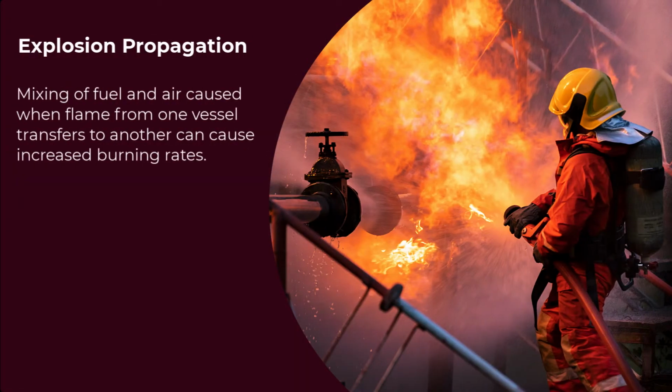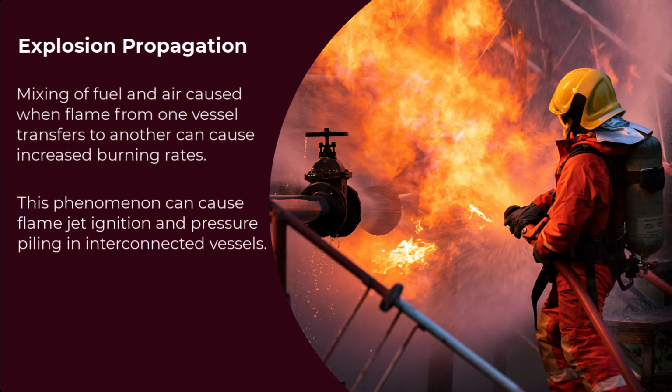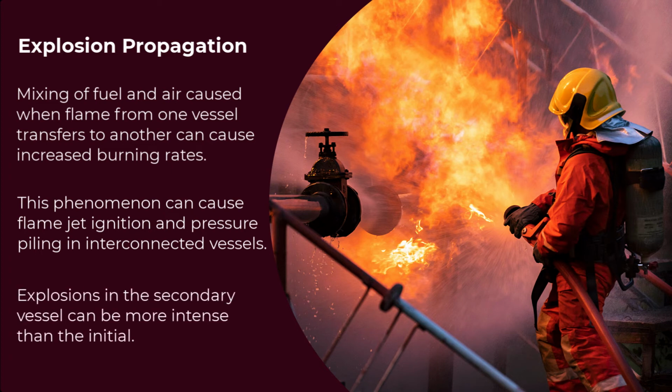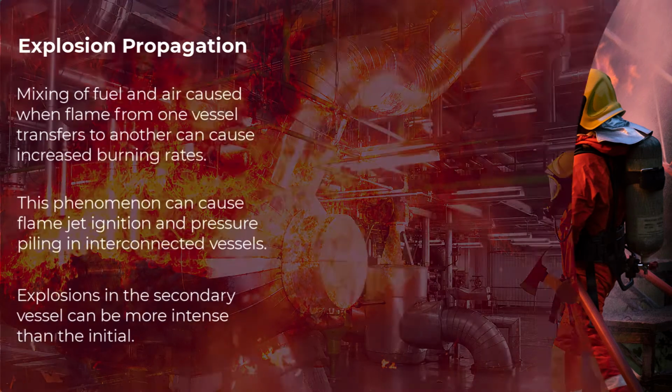Explosion propagation. The transmission of flame from one vessel to another through an elongated duct results in enhanced burning rates because the turbulence created during propagation increases the mixing of fuel and air. The result can be flame jet ignition and pressure piling traveling to the interconnected vessel. This often causes a much more energetic explosion in the second vessel than in the source vessel.